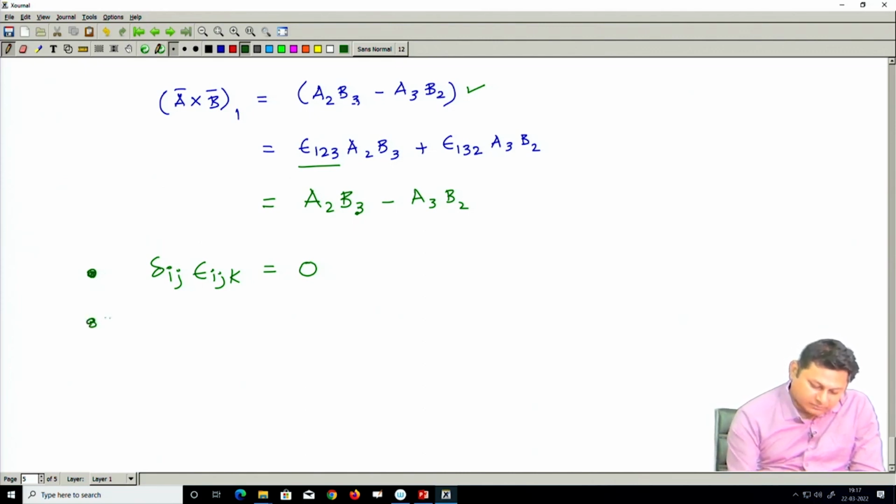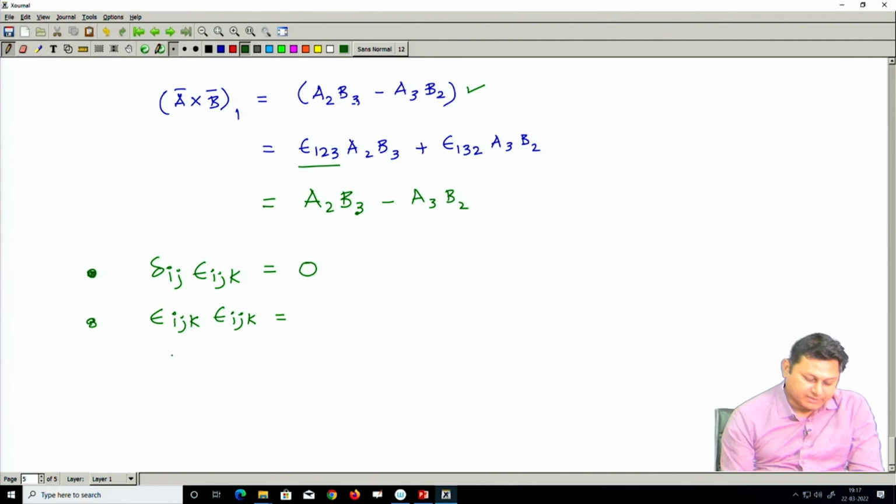Another problem: what value of epsilon i j k multiplied by epsilon i j k, when i, j, k are varying? Again, you will see that there are different combinations for which epsilon will be 0, because when j and k are the same, i is changing 1 to 3, j is changing 1 to 3, k is changing 1 to 3. Only the meaningful value you will get is when they are distinct, and in that case you will find this value. If I add, because there is summation over the repeated indices, you will see that this value should be equal to 6.